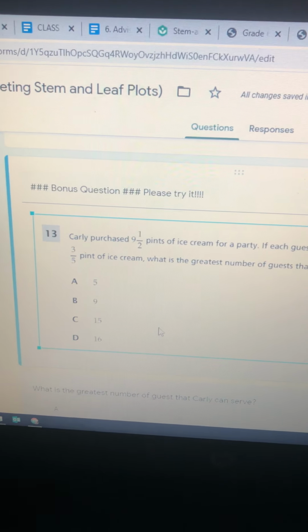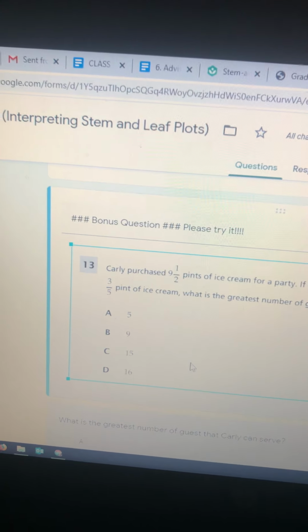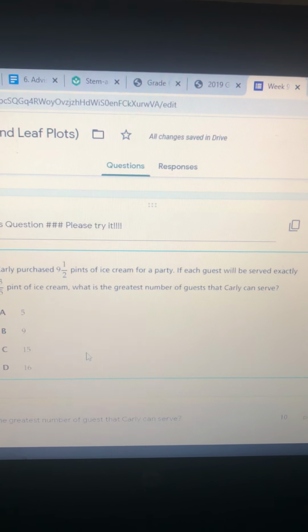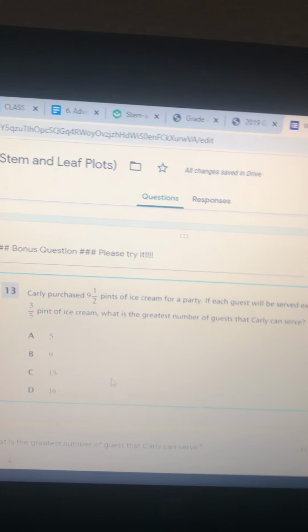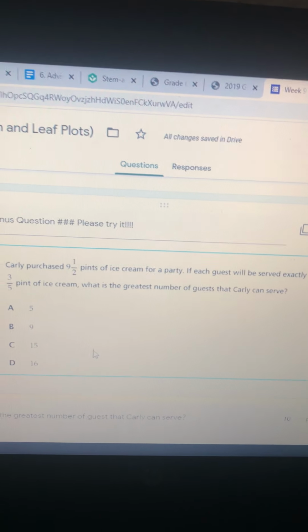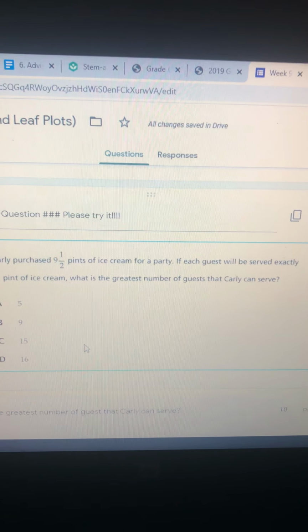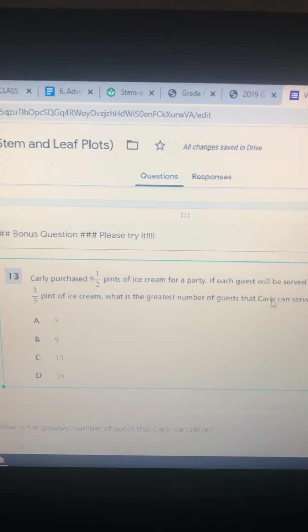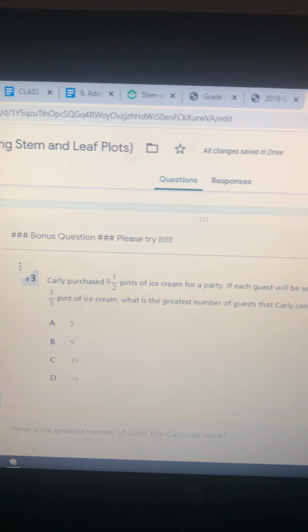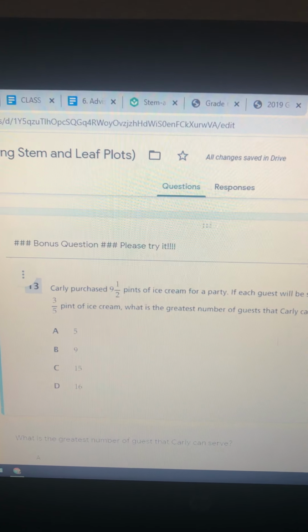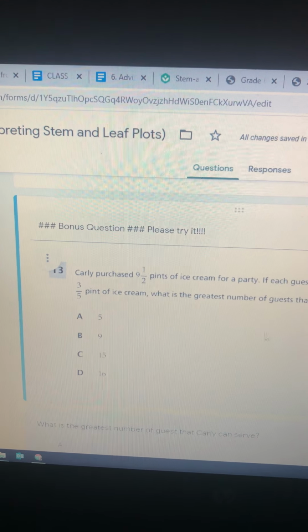So let's see here. The question says, Carly purchased 9.5 pints of ice cream for a party. That's a lot of ice cream. If each guest will be served exactly 3/5 pint of ice cream, what is the greatest number of guests that Carly can serve? So we have to key in on this part right here. What is the greatest number of guests that Carly can serve equally, right, is going to come into play.